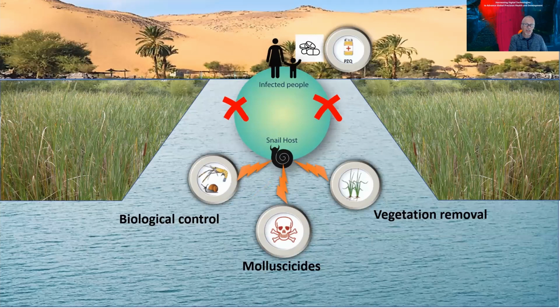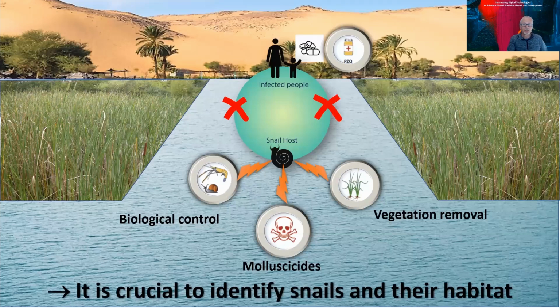To interrupt this cycle, the World Health Organization has recognized that schistosomiasis can be controlled only by complementing medical treatment with environmental intervention. And because we always operate in conditions of limited resources, it is crucial to identify and target snails and snail habitat to fight schistosomiasis.